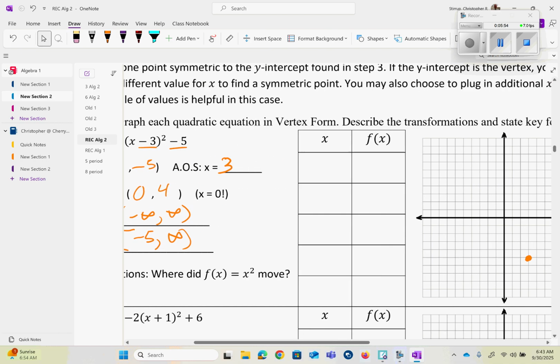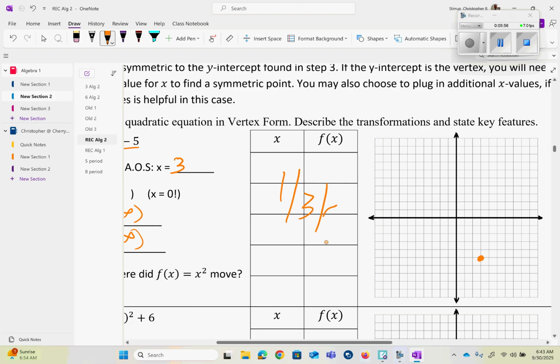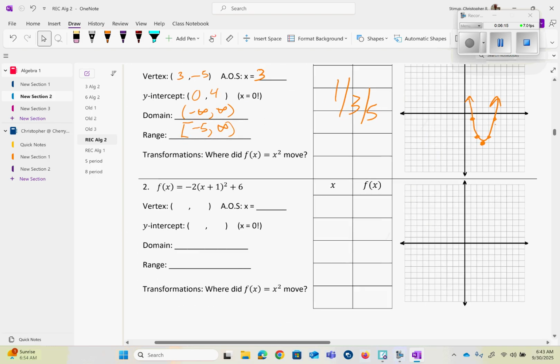Out in front, we're going to pattern graph using 1, 3, 5. In front of the parentheses is not a number, so I'm going to go right 1 up 1, left 1 up 1, right 1 up 3, left 1 up 3, and so on and so forth. And there's our parabola. We could have our y-intercept up here, but we've shown enough of the graph.